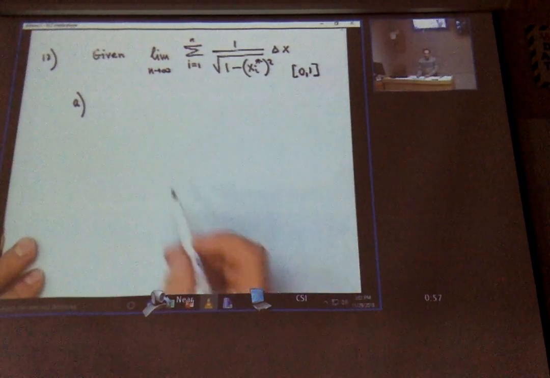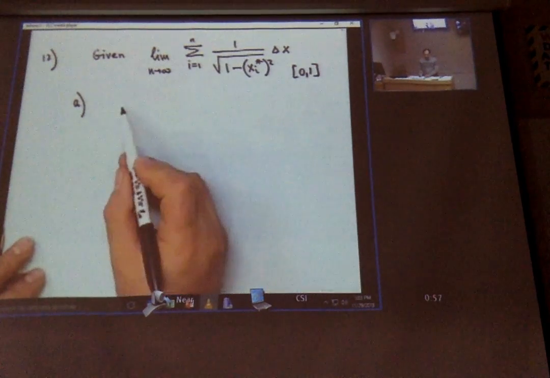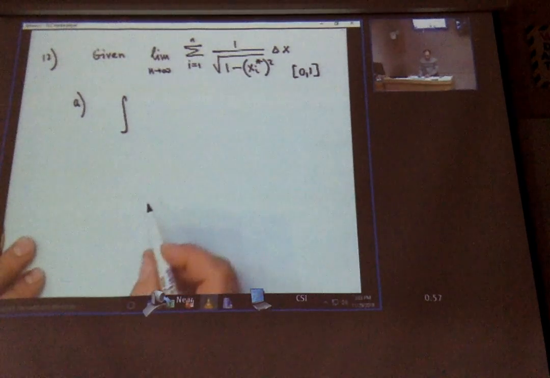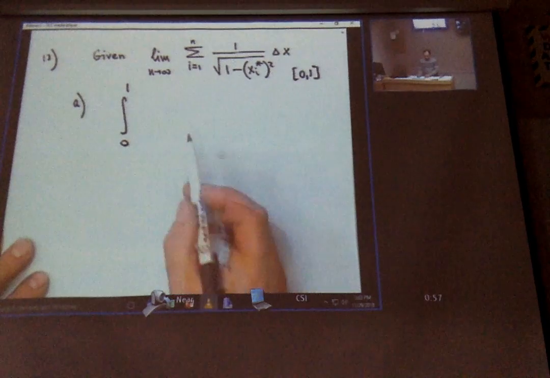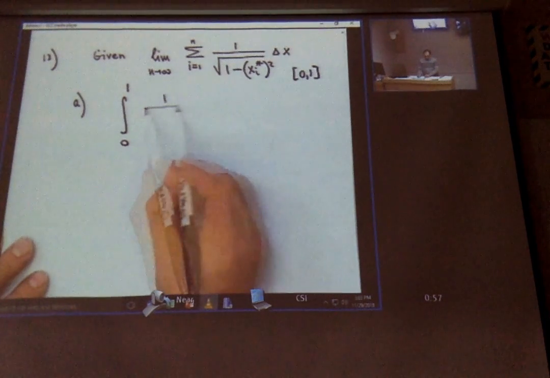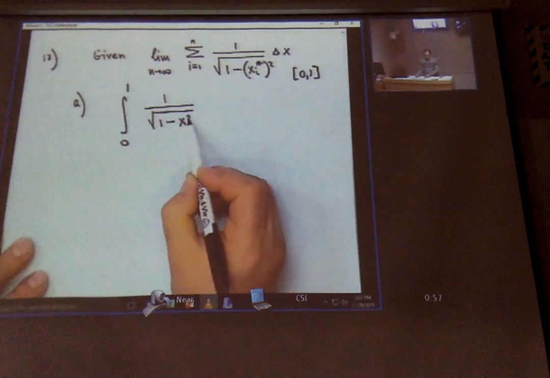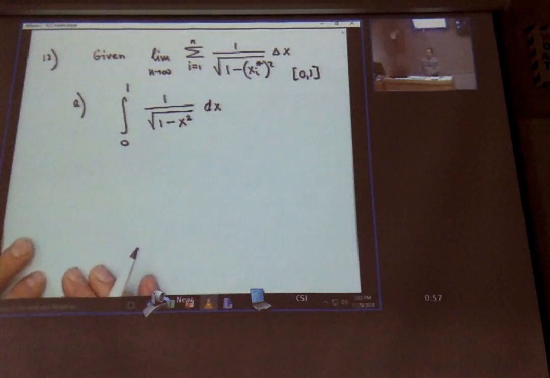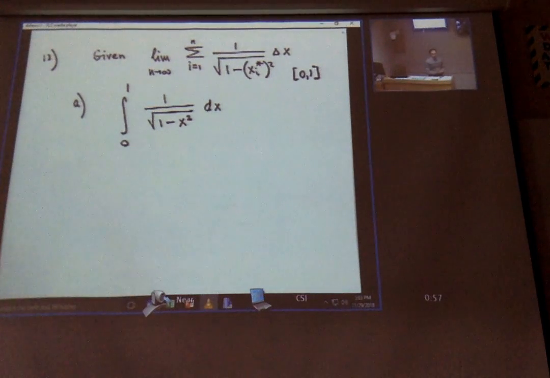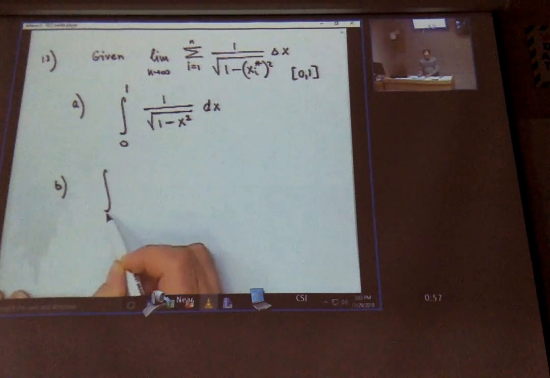So how would you express this as an integral? We'll have an integral from what? From 0 to 1, right? And what is your function now if you look? Right, 1 over the square root of 1 minus x squared, right? And that's the first question that we have to answer. Very simple one. Now the second one actually will say, well, find this integral.